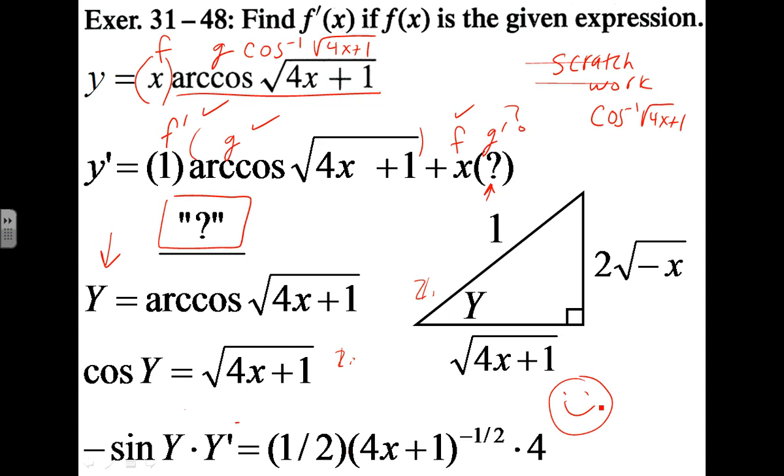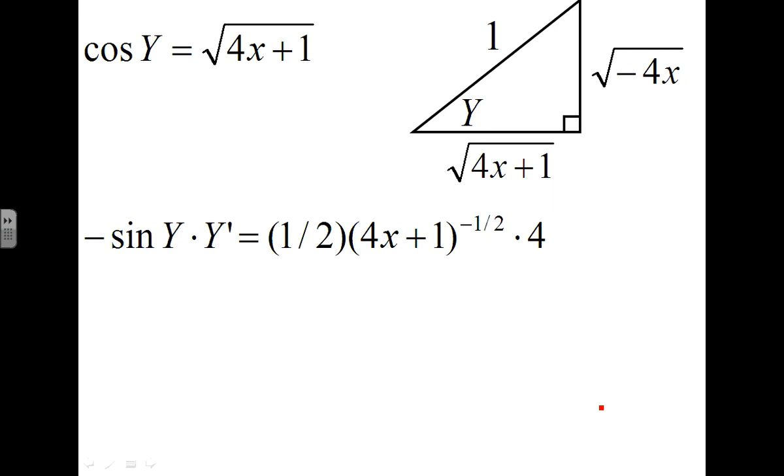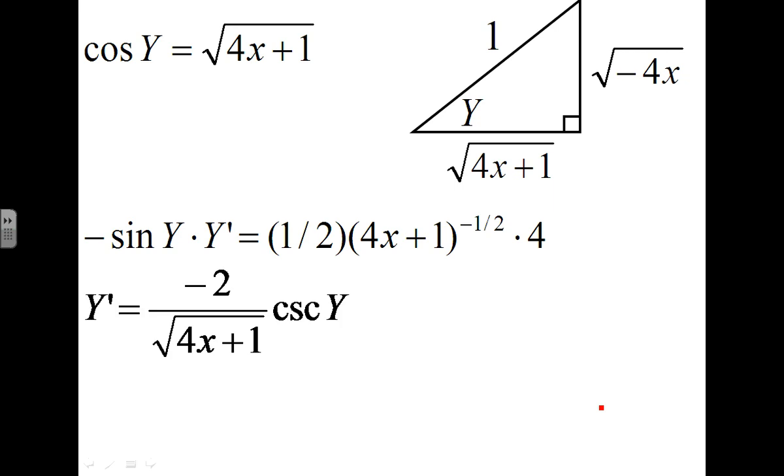All right, good. So this is where we were at. Solving for y prime, you divide obviously by sine, and that would be cosecant. So the cosecant of y prime would be the hypotenuse over the opposite side. Oh, I put the square root of negative 4x instead of 2 minus. I changed this from 2 square root of negative x back to the square root of negative 4x.